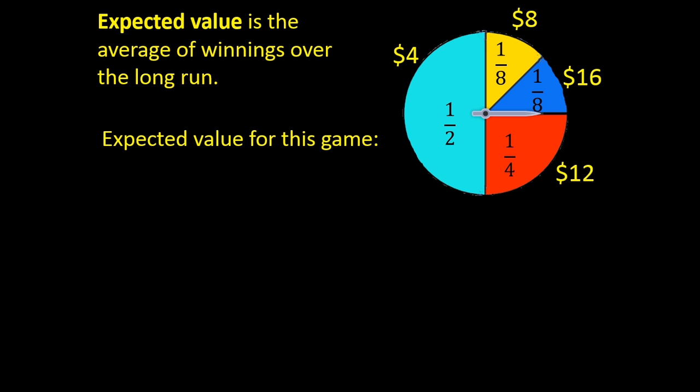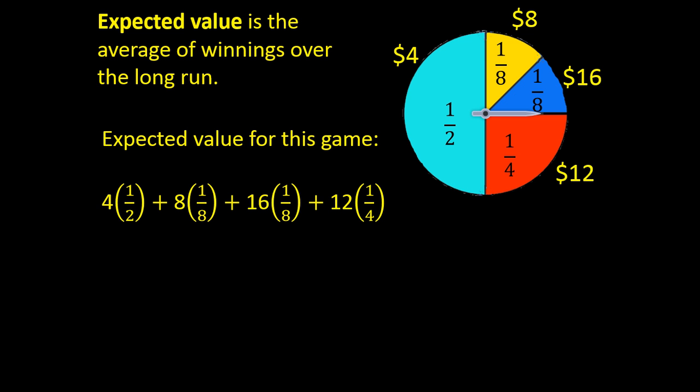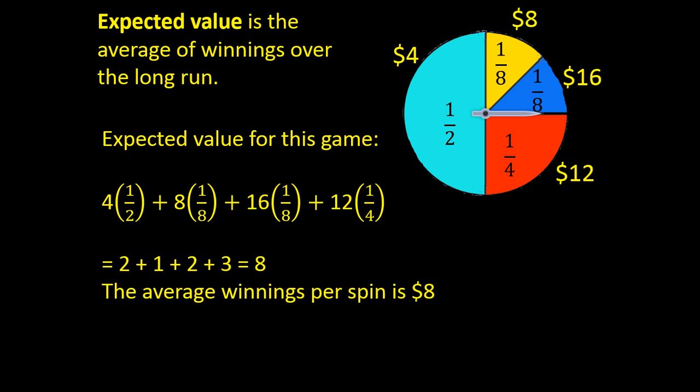So expected value of this spinner would be, in the long run, how much money do we expect to win? So half the time we expect to win $4, an eighth of the time we expect to win $8, another eighth of the time we expect to win $16, and 1/4 of the time we expect to win $12. So to find the expected value, we need to find the sum of all these products of the probability of each event happening times the value of that particular event. So the expected value for this game is 8, which means in the long run, if we play this game over and over again, we expect to win on average $8 per spin.